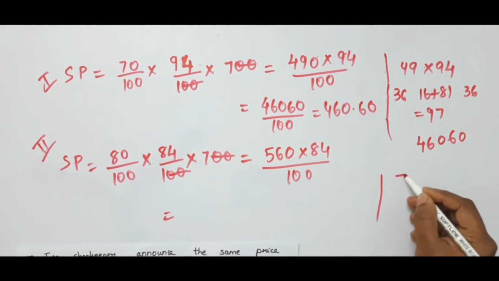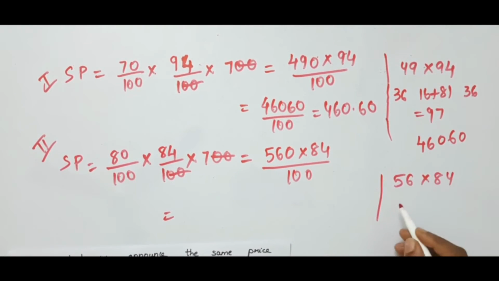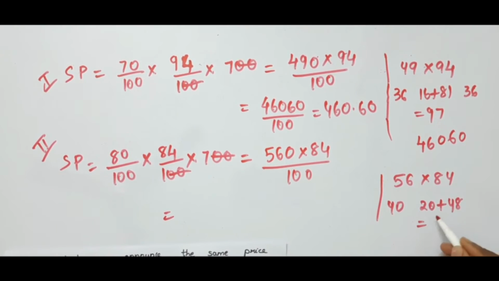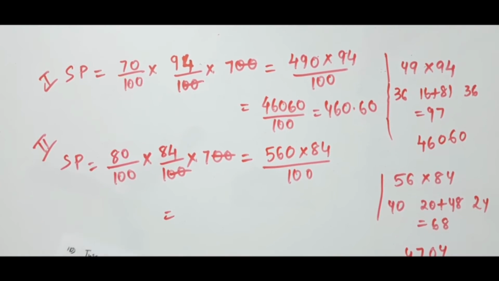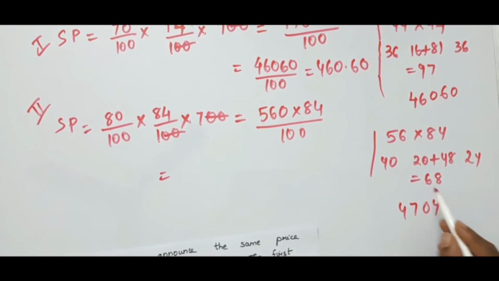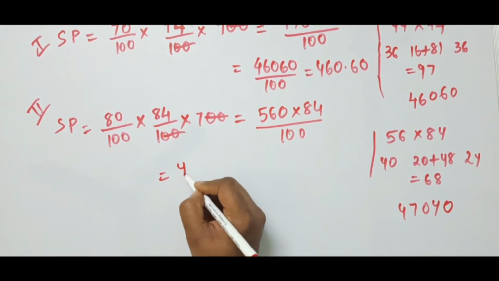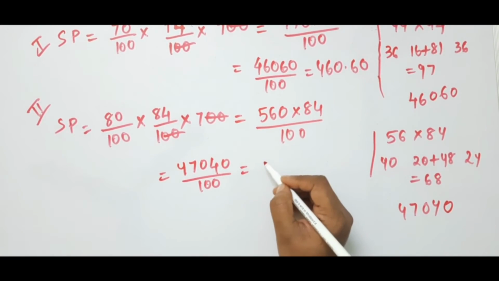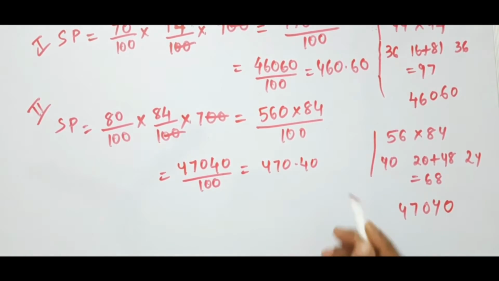Now using multiplication, calculate 56 into 84. So 5 4s are 20, plus 8 6s are 48. So it is nothing but 68, and 6 4s are 24. So you get 4, bring this 2 here, 10, 1, and it is 7, bring that 7 here, this is 7 and 4. So one more 0 is there, so you have to keep 0. So we got 47040 by 100. So this is nothing but 470.40.